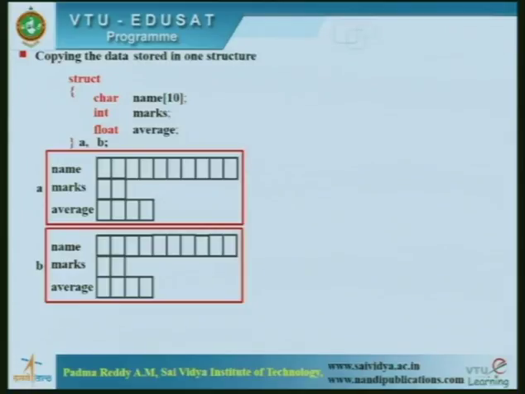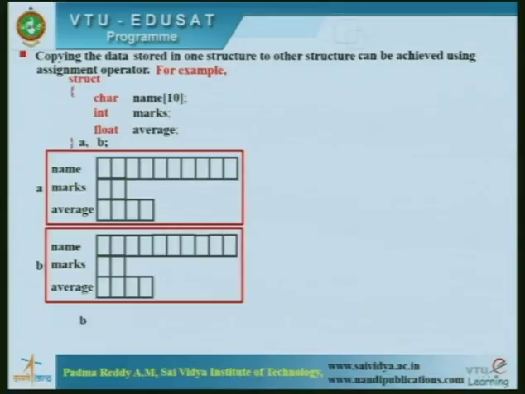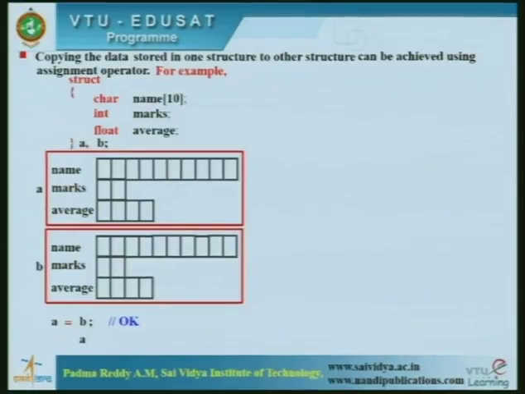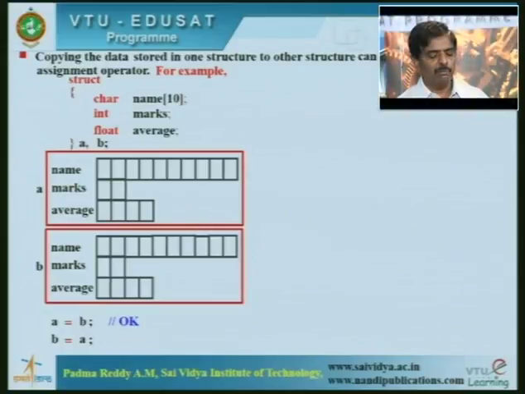Copying the data stored in one structure to another structure can be achieved using the assignment operator. For example, if I want to copy whatever is there in B to A, we write A equal to B, and it should end with a semicolon. Similarly, if I want to copy whatever is there in A to B, I can write B is equal to A. This is also okay. So you can write A equal to B, or B equal to A.